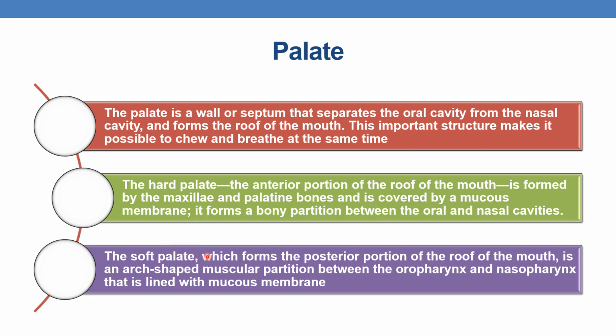Next is soft palate, which forms the posterior portion of the roof of the mouth, and is arch shaped. You can see in the diagram at the end. Soft palate is an arch-shaped muscular partition between the oropharynx and nasopharynx. What is the muscular partition between the oropharynx and nasopharynx? It is soft palate that is lined by mucous membrane.